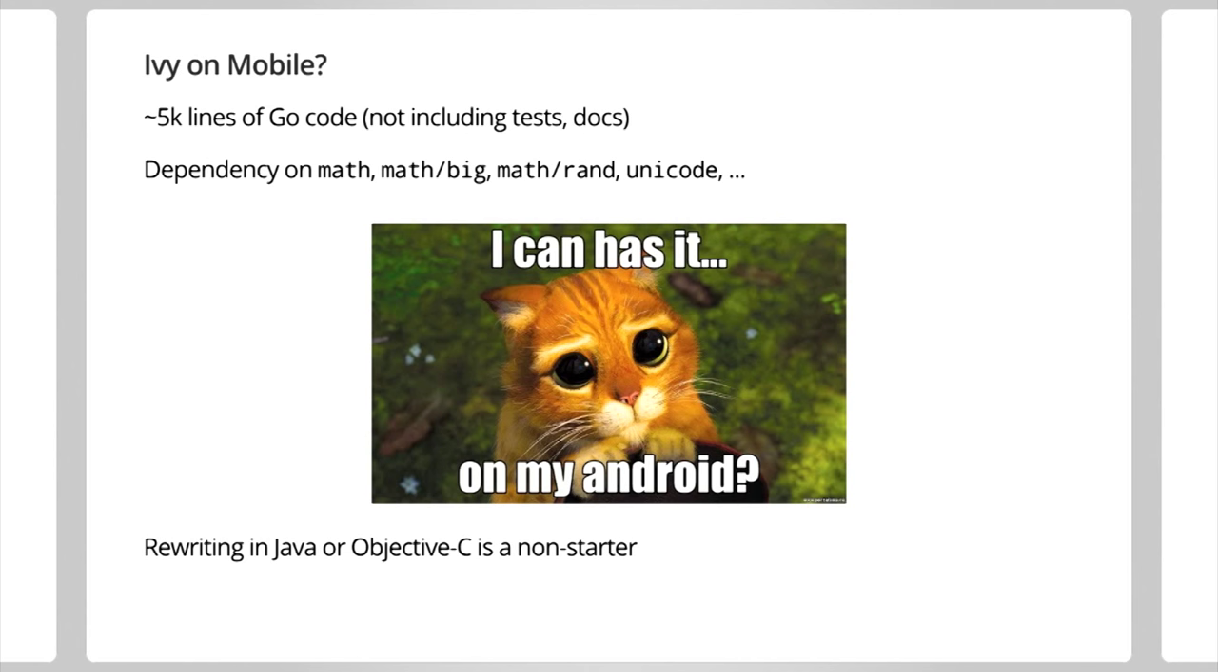Can I have it for my mobile app? No, it's 5,000 lines of Go code, excluding tests and documentation. And it also has dependencies on math, math/bits, math/rand, unicode, and a variety of standard packages. I don't want to rewrite everything in Java or Objective-C from scratch. So what could be my answer?